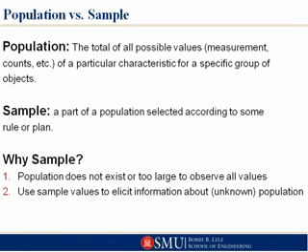Now, a sample is a part of this population, selected according to some rule or plan. And so we're going to be taking a subset. And why do you sample? The population may not exist or is too large to observe all the values. Yes, we do a national census, but do you want to do that every 2 weeks? I don't think so. There are times that you will do a sample simply because it would be too expensive or too difficult to gather all the data for the full population.